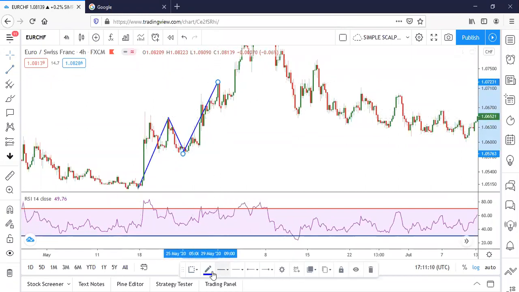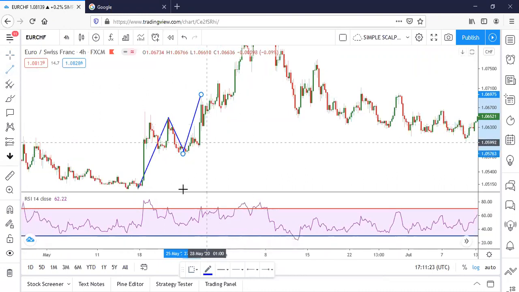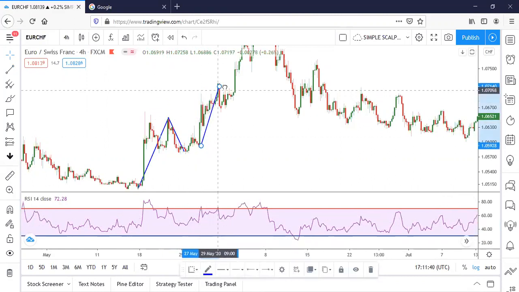Now, you may be wondering, why did I not take this one? The reason why I did not take this is simply because they are too close. Once you look at the area right here, this one and this one on the indicator, they are too close. There is no clear move right there. So I will not take this one. So that is the reason why I take this one, right?